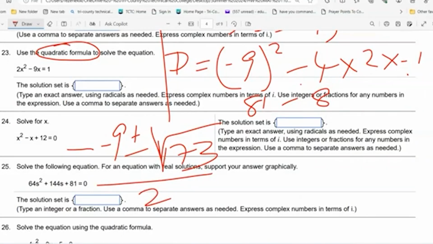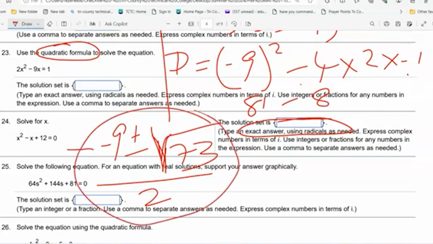Remember, most of the time you're told to leave your answer in exact form. In other words, do not go and use your calculator to find the square root of 73. You're messing yourself up. Leave your answer in exact form. Minus minus is plus. So your answer is 9 plus or minus the square root of 73, divided by 2. Full stop. Don't continue with the simplification. Any questions so far?